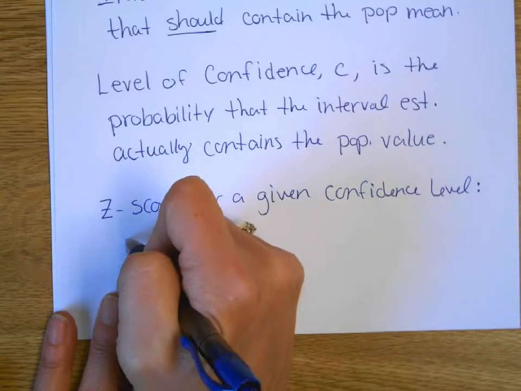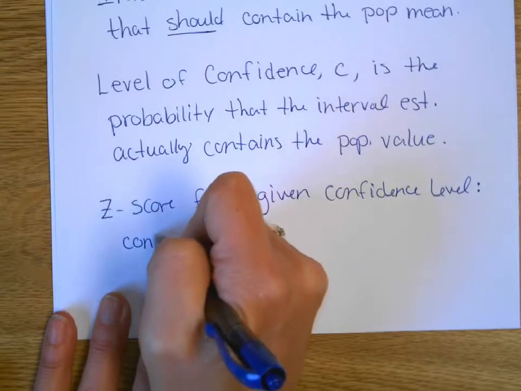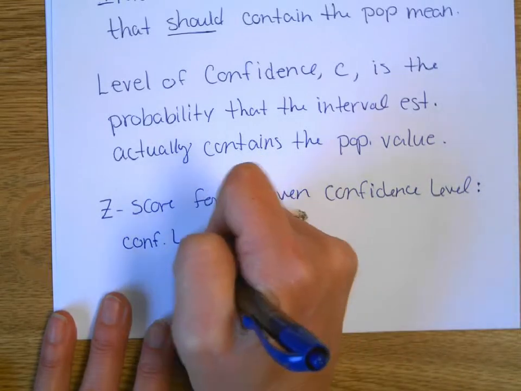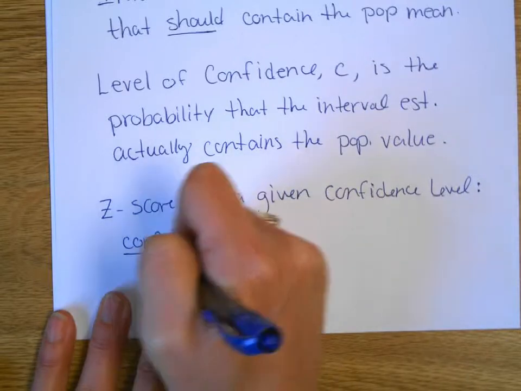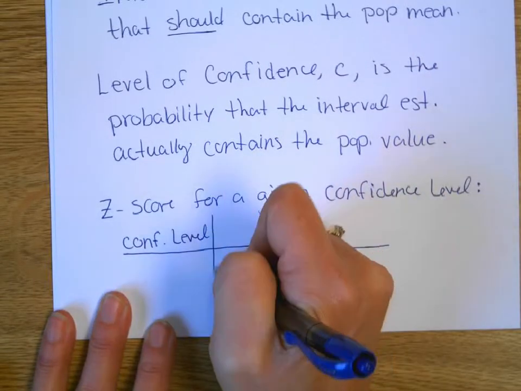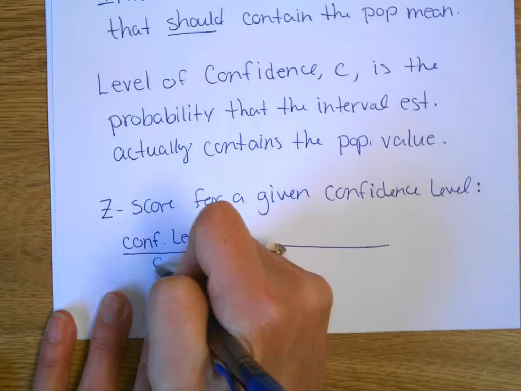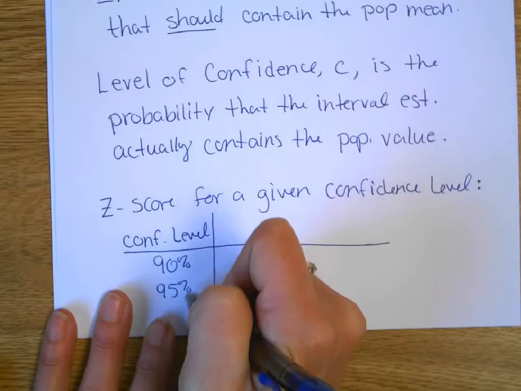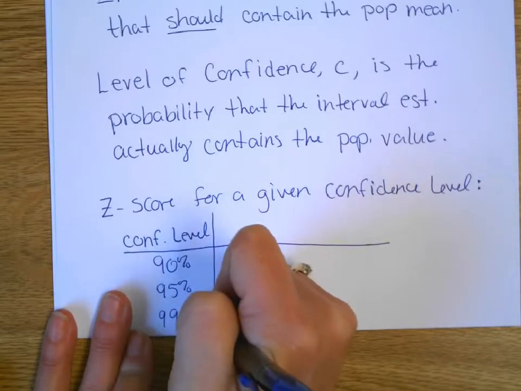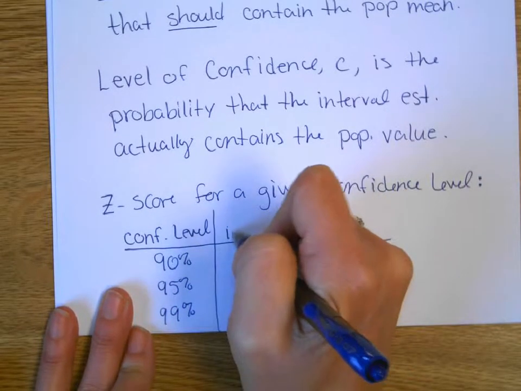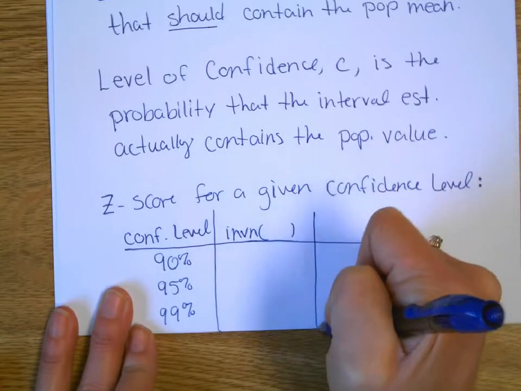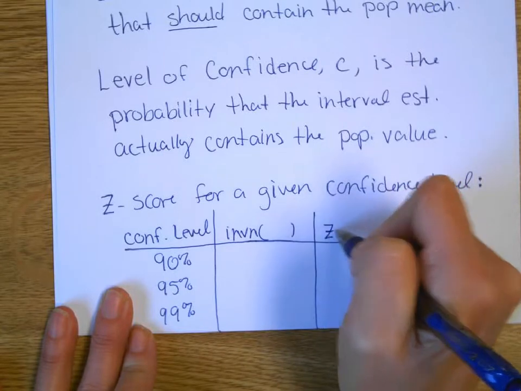So we're going to make a little table. You're either going to memorize these 3 values, keep flipping back to your notes to this page, or calculate it every single time. Confidence level. So we're going to have 3 values here: 90, 95, and 99. Inv norm. And then the actual z-score that we're going to use in our formula.